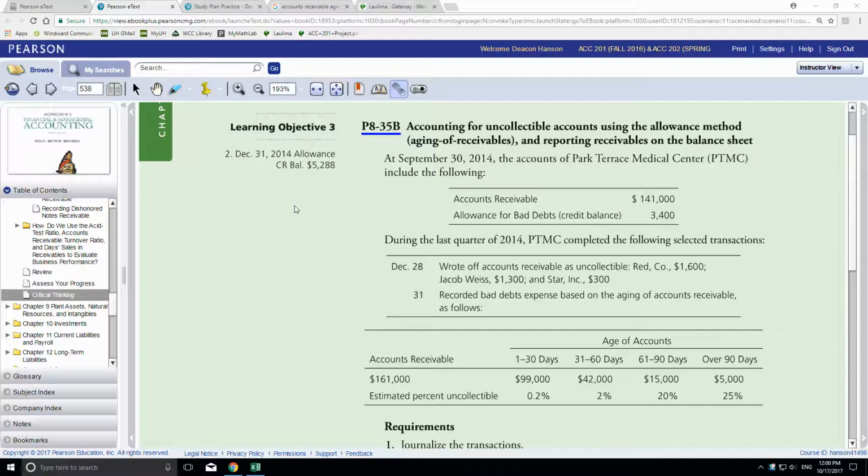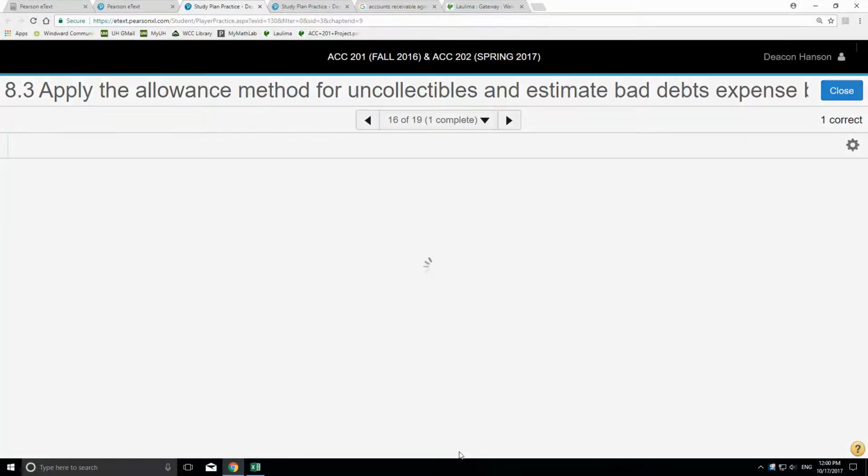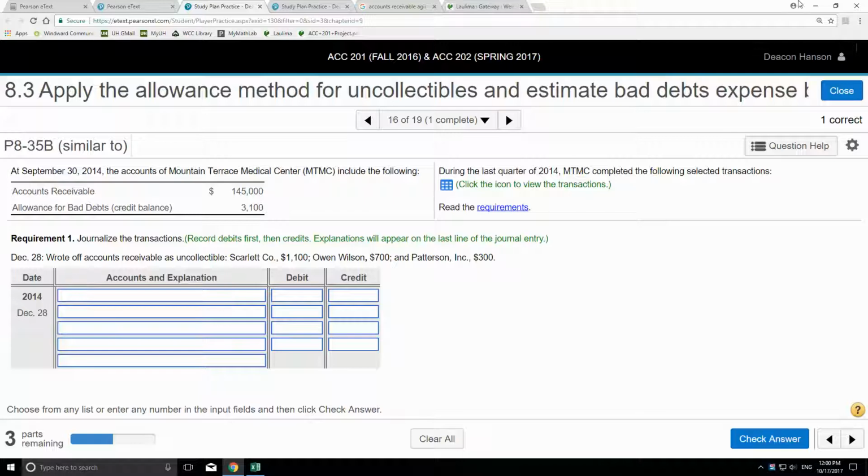Okay, so we're here with P8-35B. It says accounting for uncollectible accounts using the allowance method, in parentheses, aging of receivables and reporting receivables on the balance sheet. Okay, and we have this blue line under the problem. When I hover over it, it turns red. That means I can click on that. That's from the back of the textbook, right? The back of the chapter. And it'll give me the My Accounting Lab version of that problem, so I don't have to do a lot of drawing and that kind of stuff.